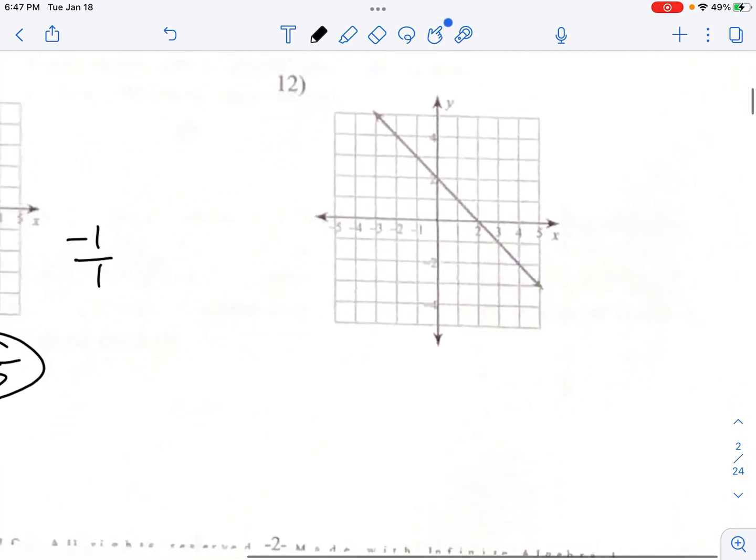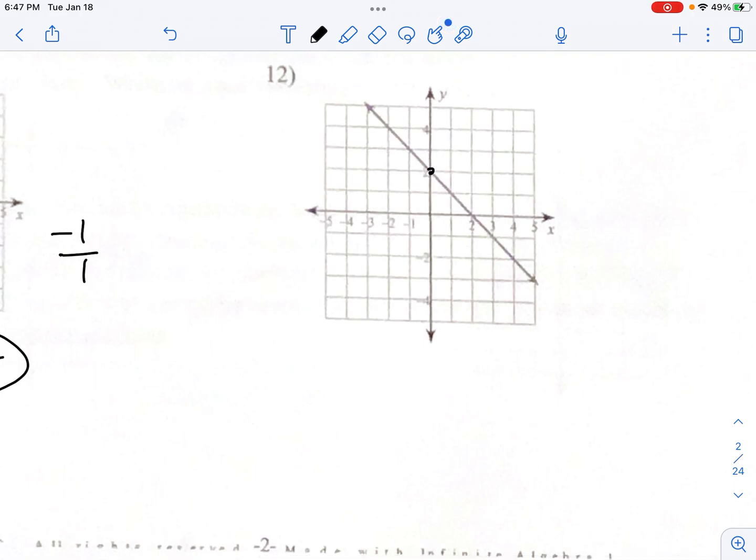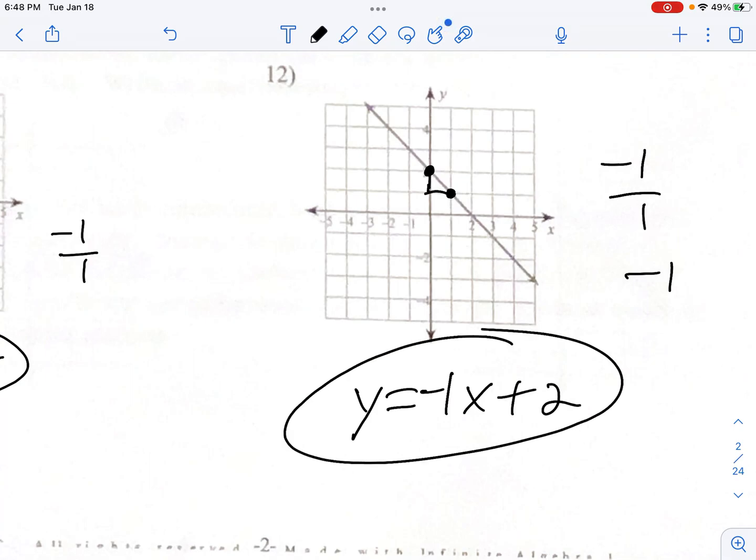And then right here, number 12, there's my y-intercept. Okay, and then there's my next clean point. So for the third one in a row, down 1, right 1. Down 1 is on top, so that would be negative 1. Right 1 is on bottom, so that would be positive 1. And again, it's going to be negative 1. So my slope is negative 1x. My y-intercept this time is at 2. So plus 2. Okay? And that's writing an equation from a graph.